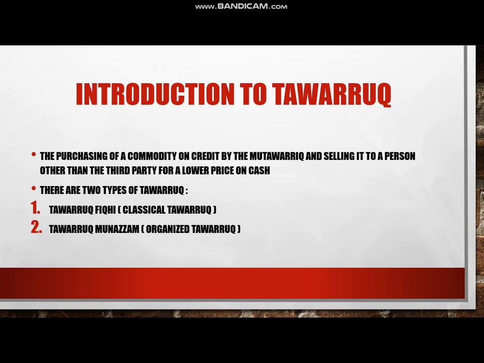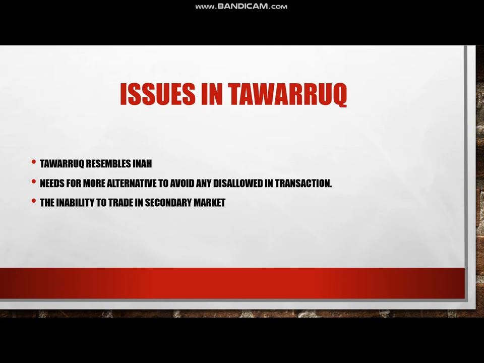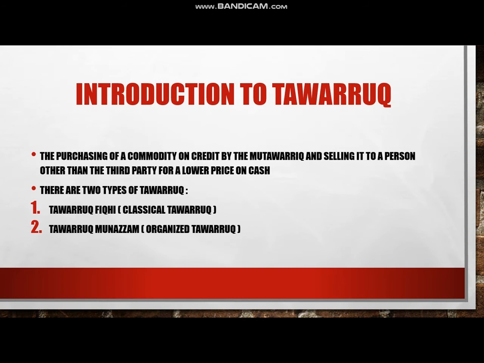So the definition of organized tawarruq is that the bank buys a commodity that is neither gold nor silver from the international commodity market and then sells the commodity to the mutawarrik at a deferred price. It means that the bank sells the commodity to the mutawarrik in installments. So that is the definition of organized tawarruq.